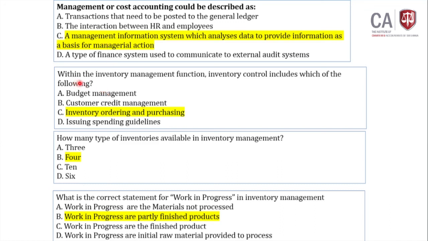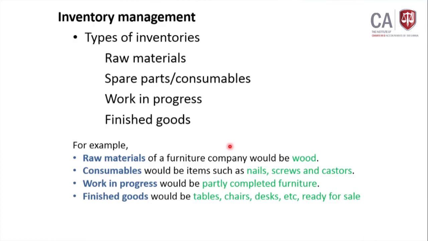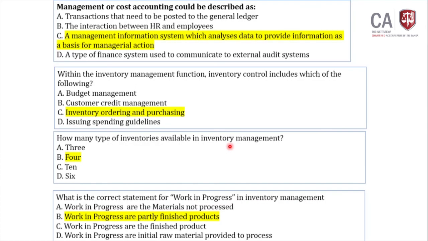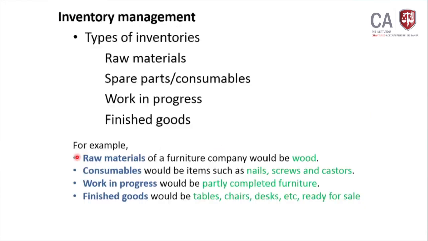The other one is about the inventory management function. Inventory control includes which of the following? Budget? No. Customer credit management? No. Inventory ordering and purchasing, that is included there. How many types of inventories are available in inventory management? Four. These are the four elements.